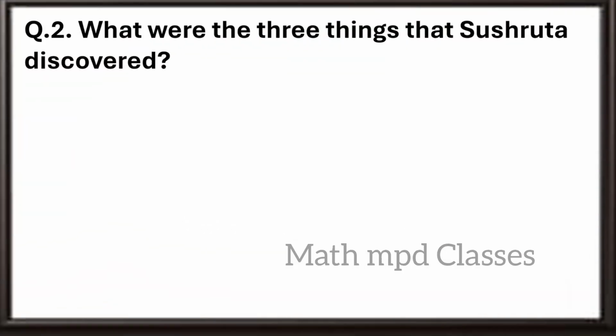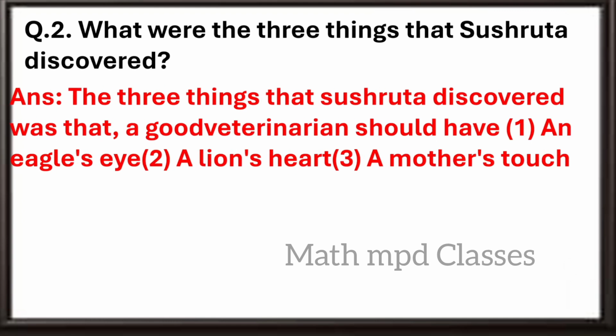Next question. What were the three things that Sushruta discovered? Answer. The three things that Sushruta discovered was that a good veterinarian should have an eagle's eye, a lion's heart, a mother's touch.